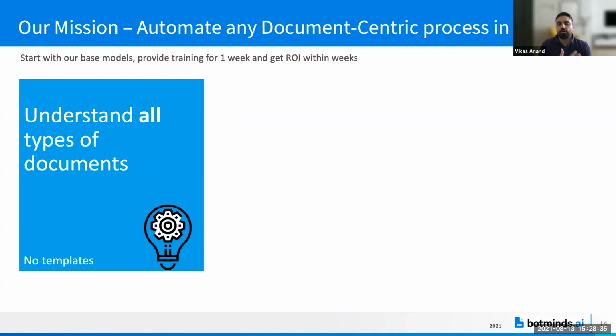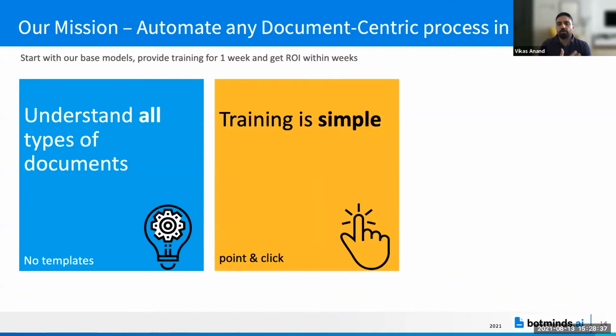Secondly, our platform is built for business, which means that training is very, very simple. Anybody can do that. You don't have any place to write code. Within the Botminds platform, everything is point and click. You go ahead and train the AI models. And training of an AI model typically needs a lot of data, a lot of example sets that you have to give in. We've done all the hard work in the last couple of years.